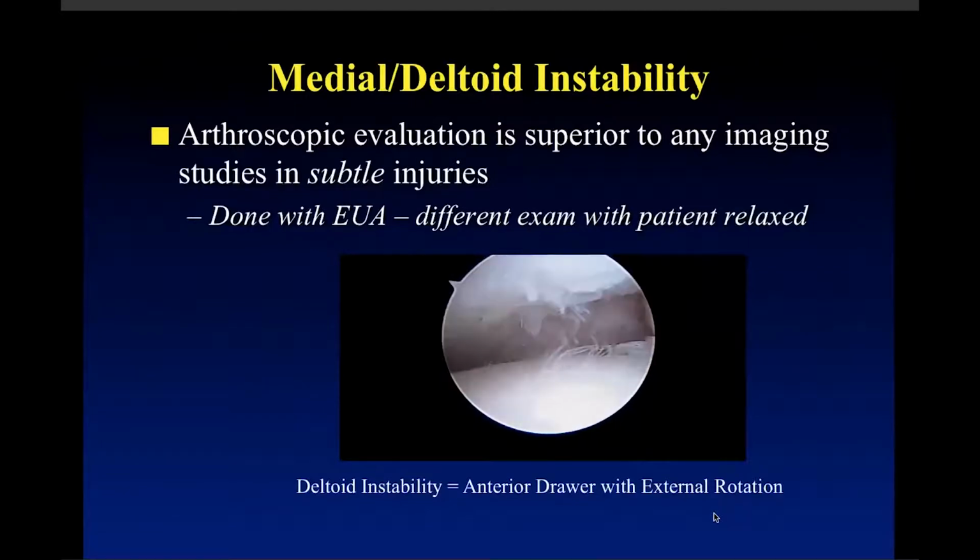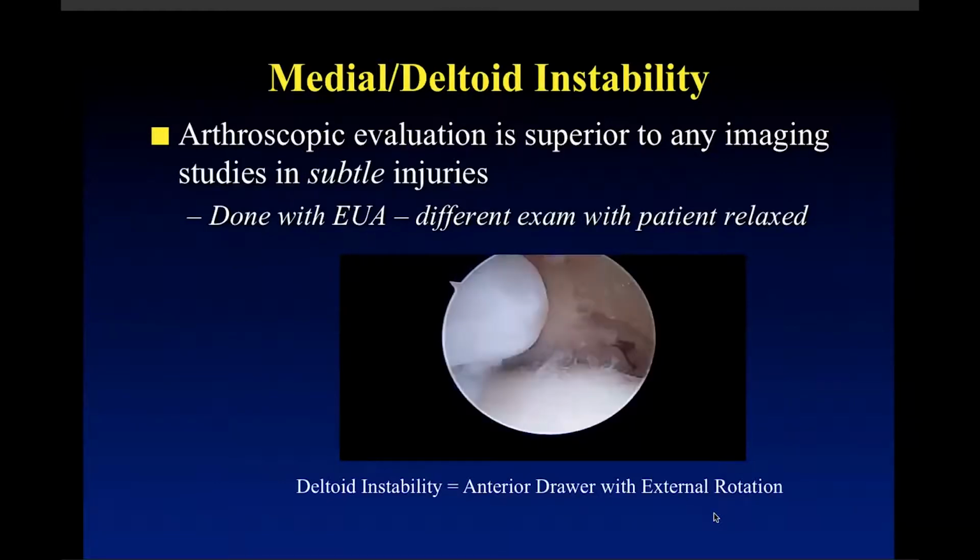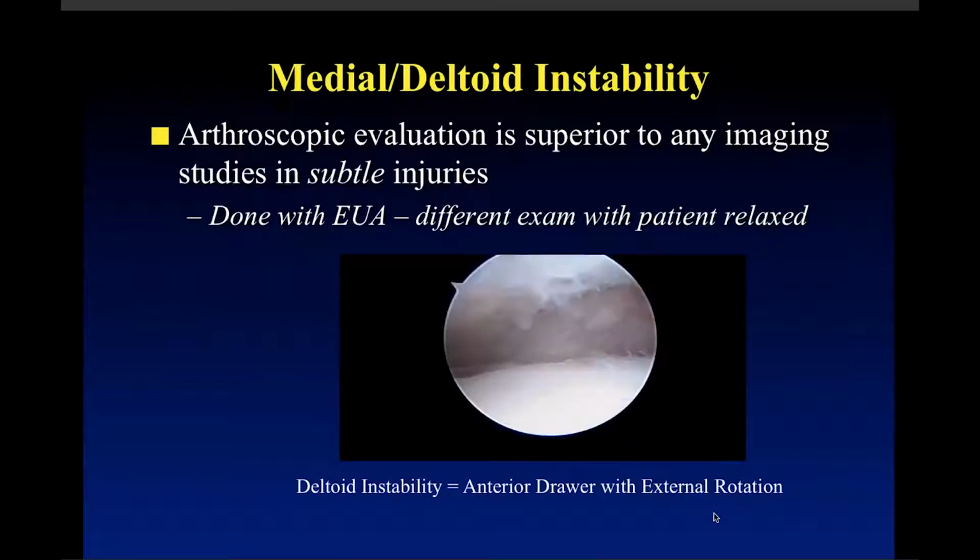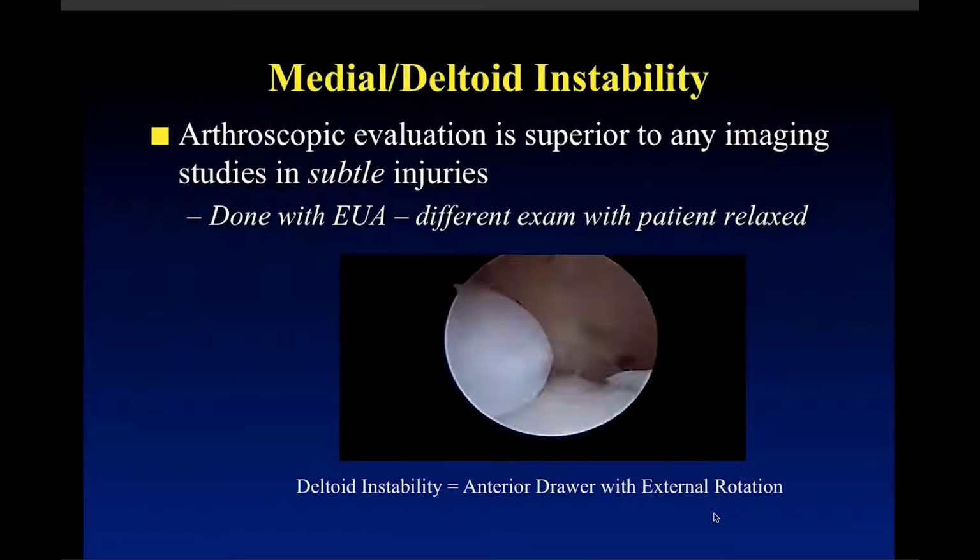So this is our deltoid instability test, medial stability test. It's an anterior drawer with external rotation. So anterior external rotation, you'll see the gross instability there along the medial aspect.